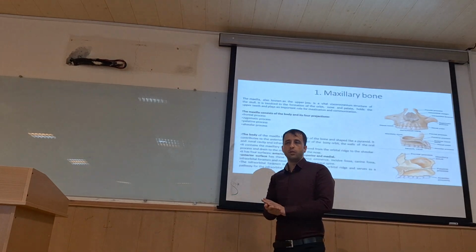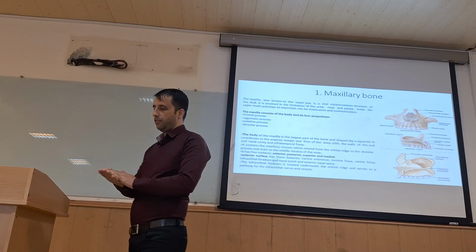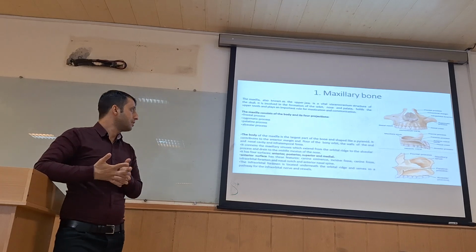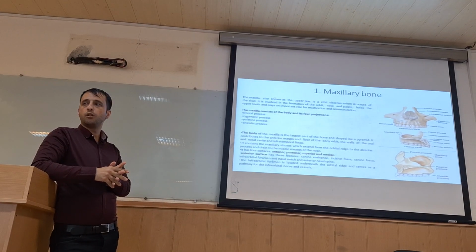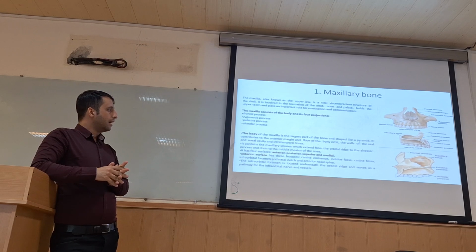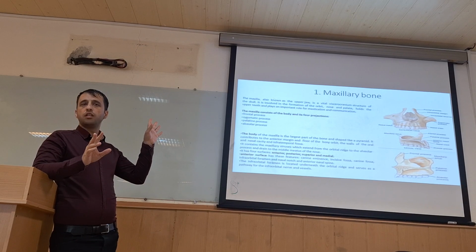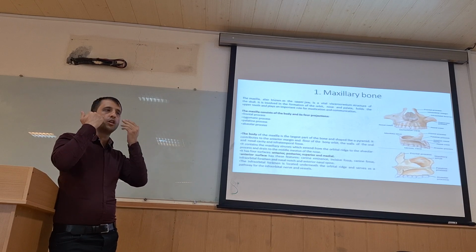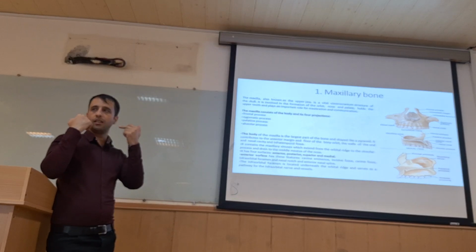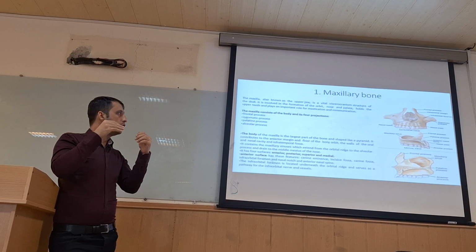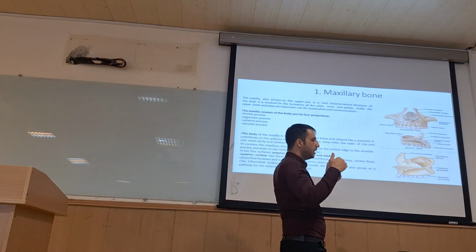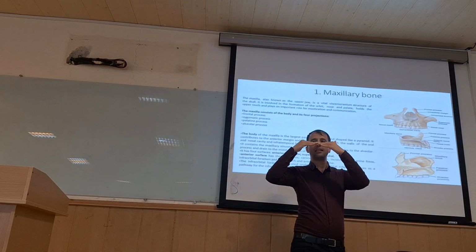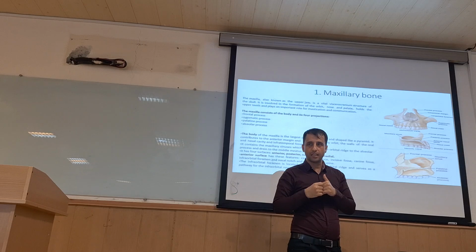The first bone which we assess in the visceral cranium is maxilla. As you can see, maxilla is a paired bone. We have two maxillae, right and left, and when these two connect together, they make the anterior part of the hard palate.